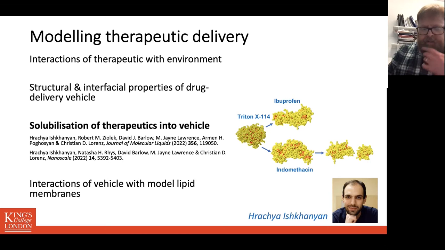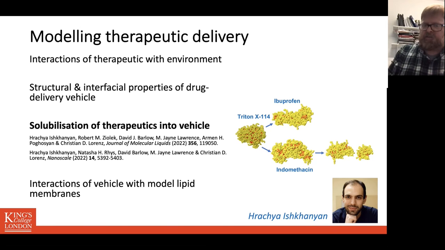And then another aspect which we've done some work on, which I'm not going to talk about due to time today, is just the solubilization of therapeutics into the drug delivery vehicles. And so in a recent study, one of my students looked at what happens if you have two different drugs, ibuprofen and indomethacin, which are two typical NSAIDs. Based on the different degree of interaction between the drugs, with indomethacin, which aggregates a lot on its own, it can actually drive the micelle to split into smaller micelles, whereas with ibuprofen, which doesn't interact quite as strongly inside the micelle, the surfactants in the micelles in this case just stay as one stable micelle.